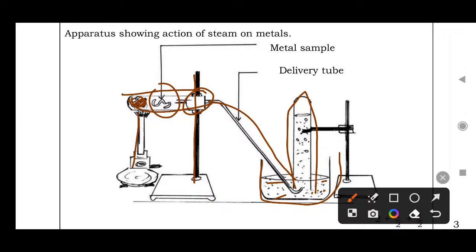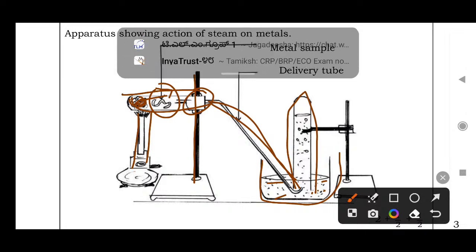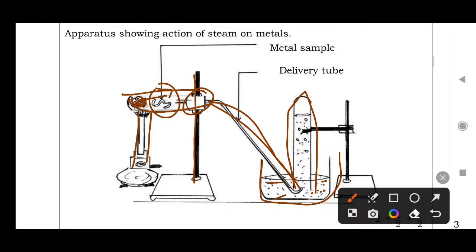Whenever we start to heat with the help of a spirit lamp, vapor is formed. That vapor reacts with the metal. Whenever the metal reacts with the water, it liberates hydrogen. With the help of the delivery tube, the hydrogen comes into contact with the other container, in which we kept an inverted test tube. In that inverted test tube, hydrogen is collected in the form of bubbles. Which gas is collected? Hydrogen gas.